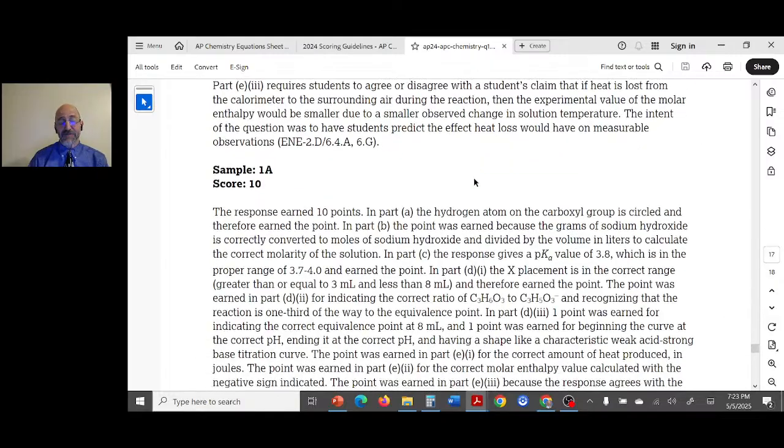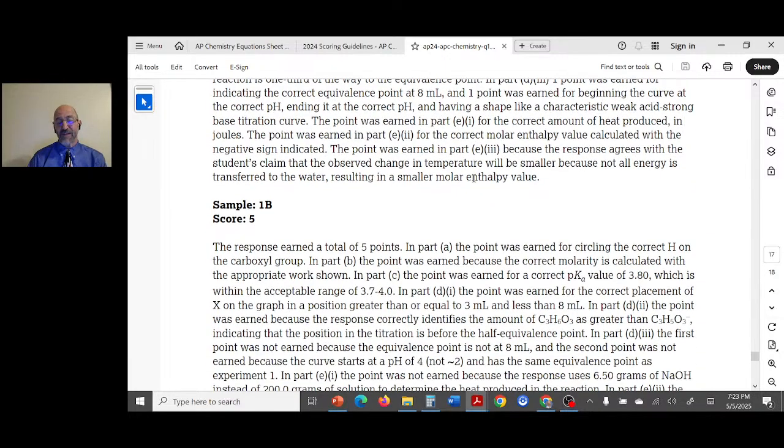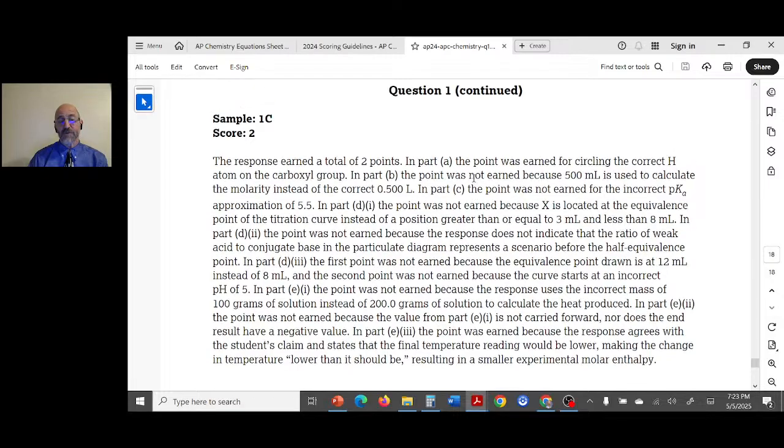So you can see like student A earned all 10 points, student B earned 5 of 10. They kind of explain what they did right and what they missed. And then student C earned only 2 points, and you can take a look at that. So again, that's one of the purposes of tonight's session, to show you actual student responses, and hopefully you can take a look at some of those mistakes that students made. So I'm going to go ahead and close some of these documents right now.